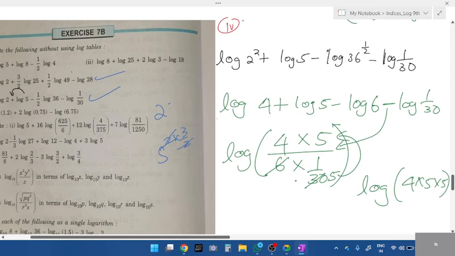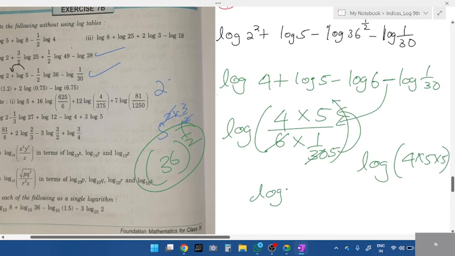Is this clear? Did you understand? See, basic log, students. Log 36 1 by 2, if you're not able to answer, there's no point in solving logarithm. Okay, the basic question she's not able to answer, so there's no point. I have to just remove from meeting.